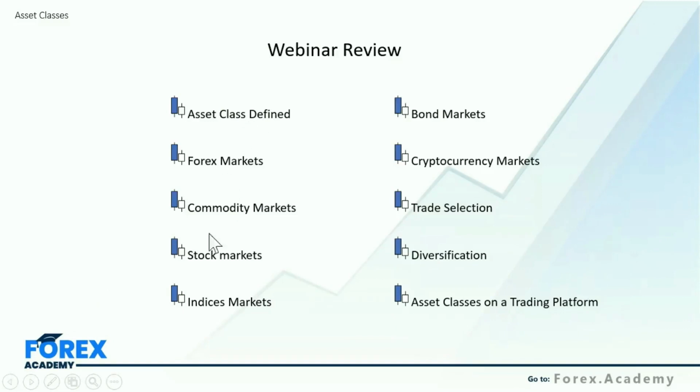So as you can see, we've had a look, we've tried to define asset classes. We've looked at the 6 different asset classes that are available to us as traders: the foreign exchange markets, the commodity markets, the stock markets, the indice markets, the bond, and the cryptocurrency markets as well, and just touched upon trade selection and diversification.